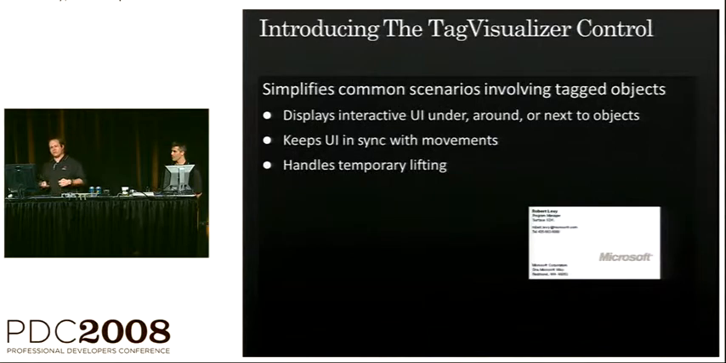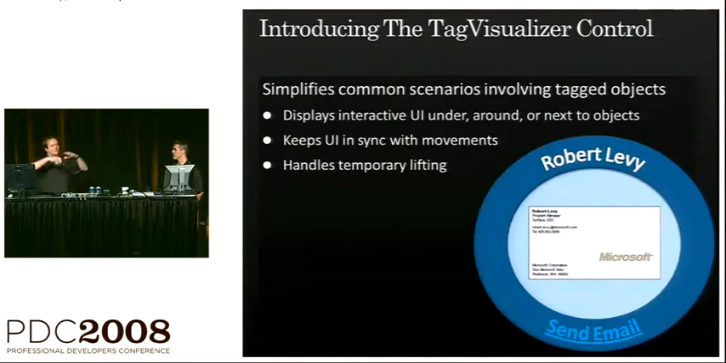And let me walk through an example of how you would use the tag visualizer. Suppose you're building an app where when the user puts down a business card, you're going to render a ring of light around it that has the person's name and a little link that can be tapped to compose an email to them. So how would you implement this with Tag Visualizer?